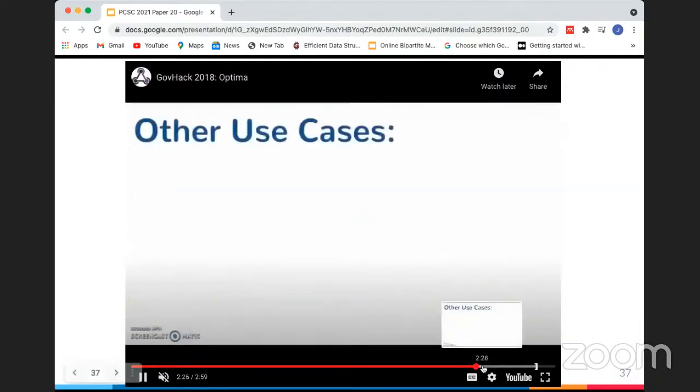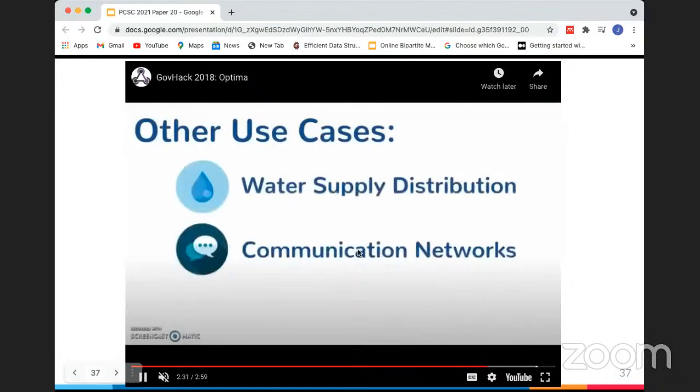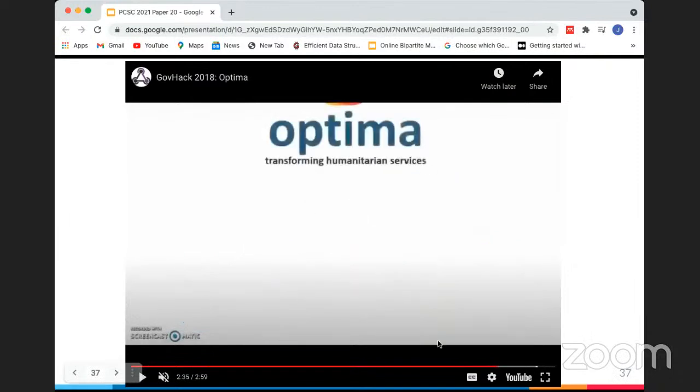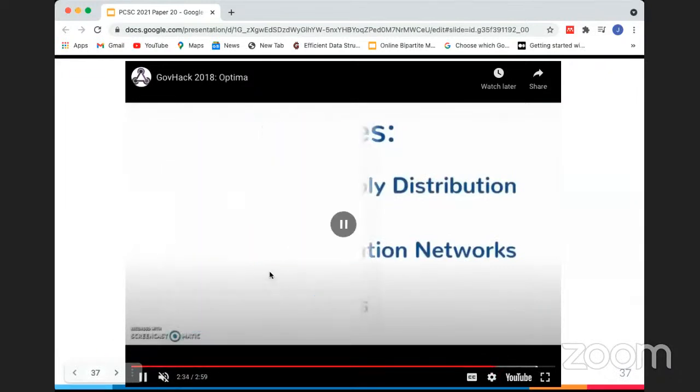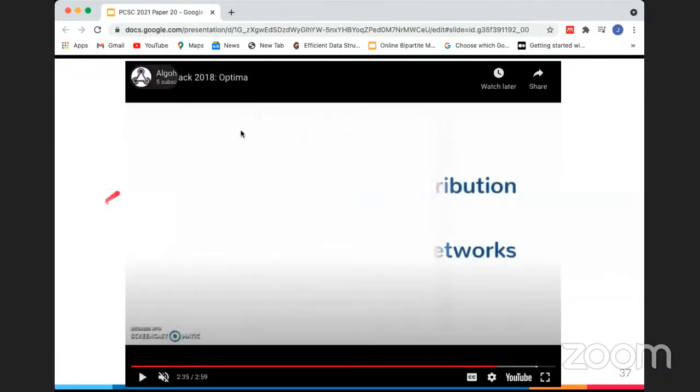So there's no audio, but this can also be used for other use cases. For example, water supply distribution, communication network, and what else? And in urban planning in general. So I guess I can go to the next slide.